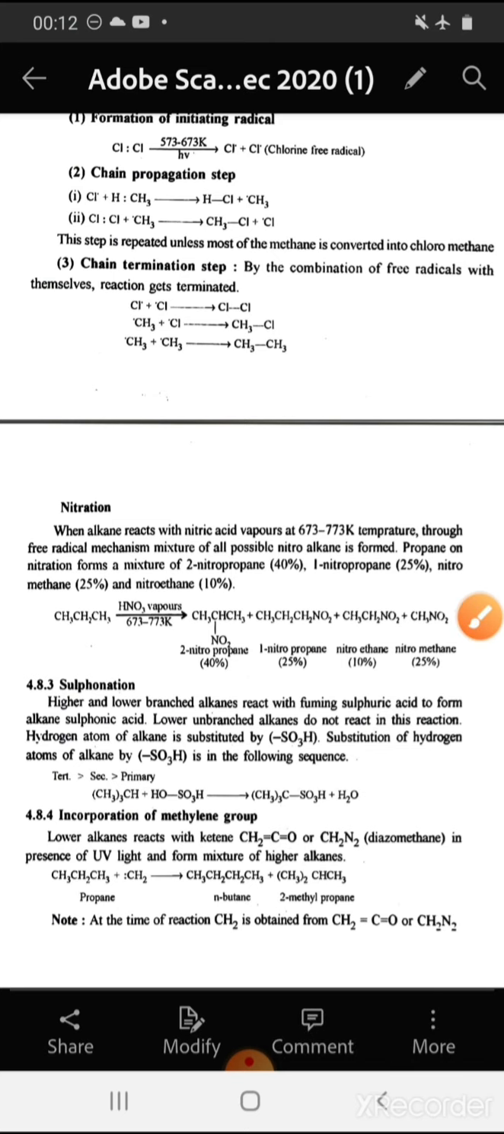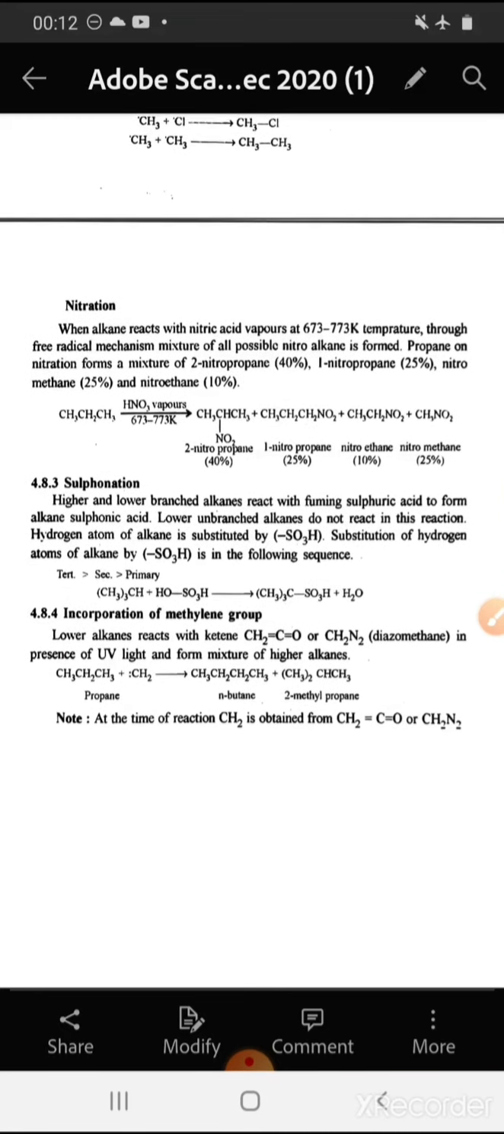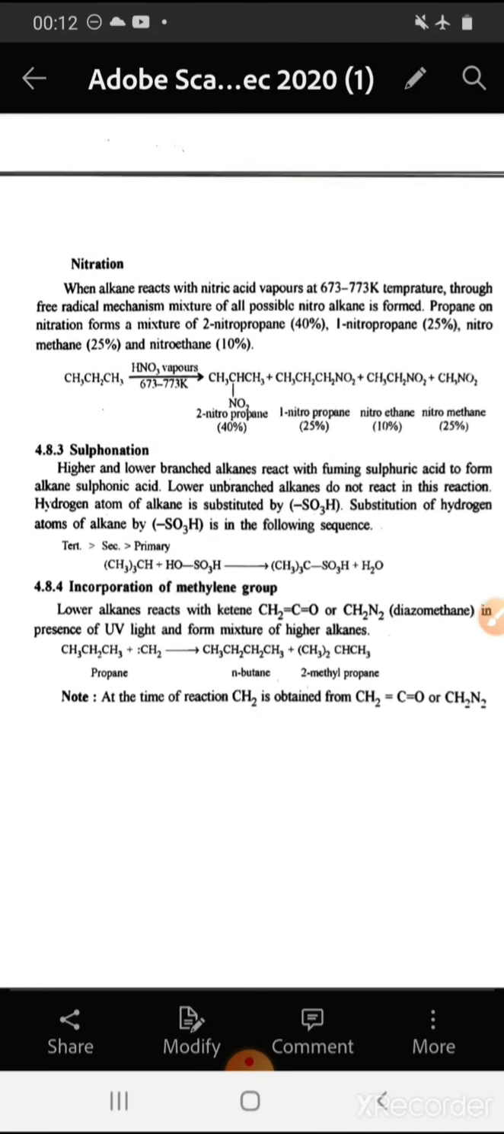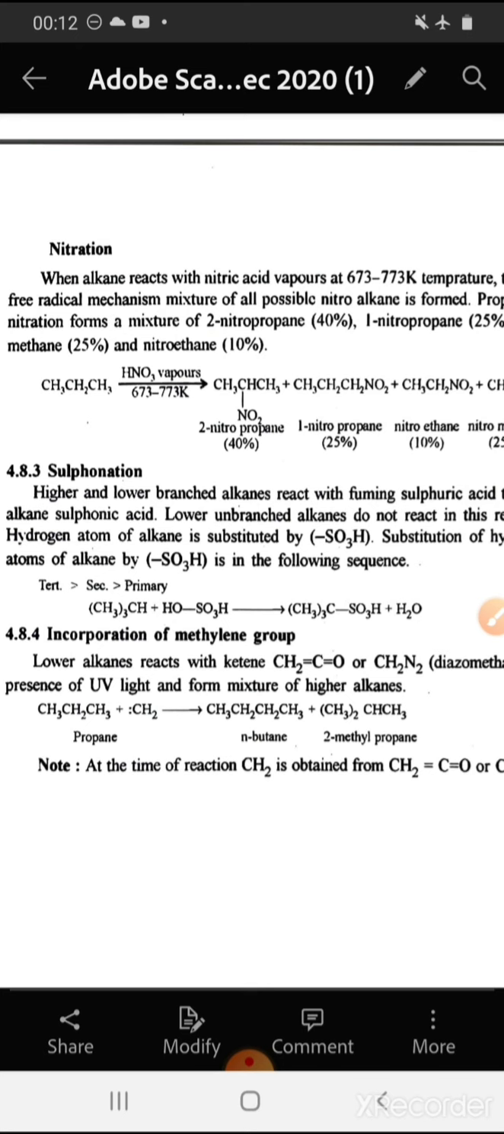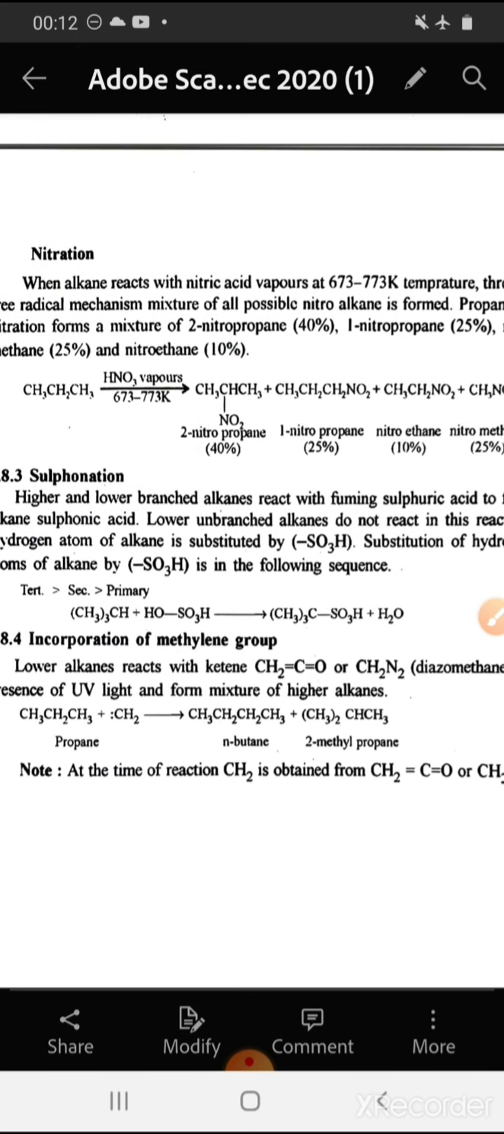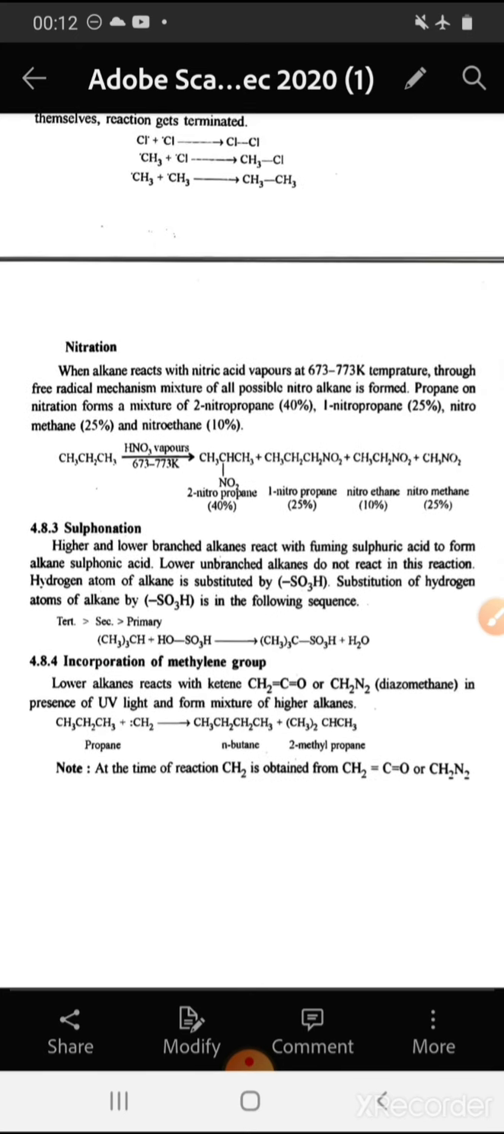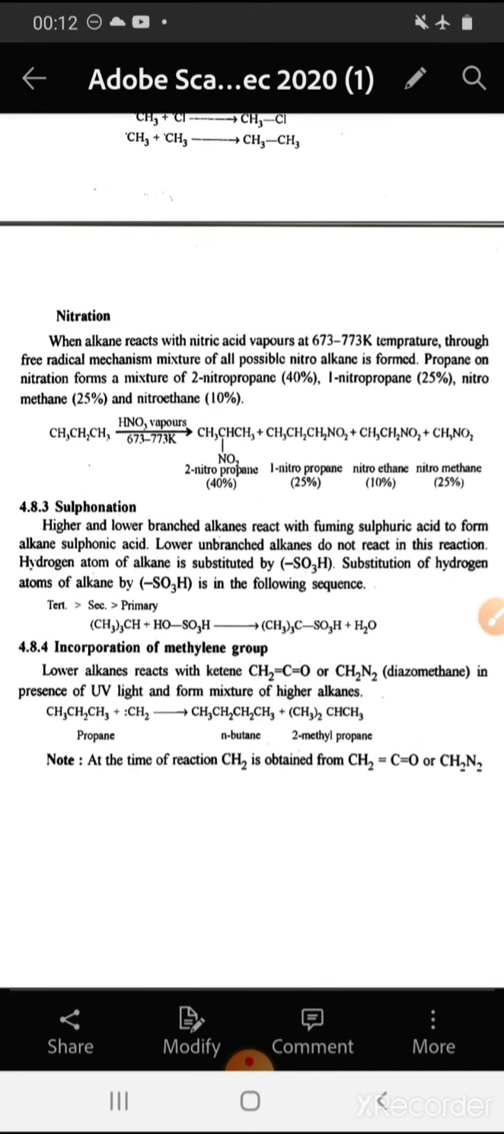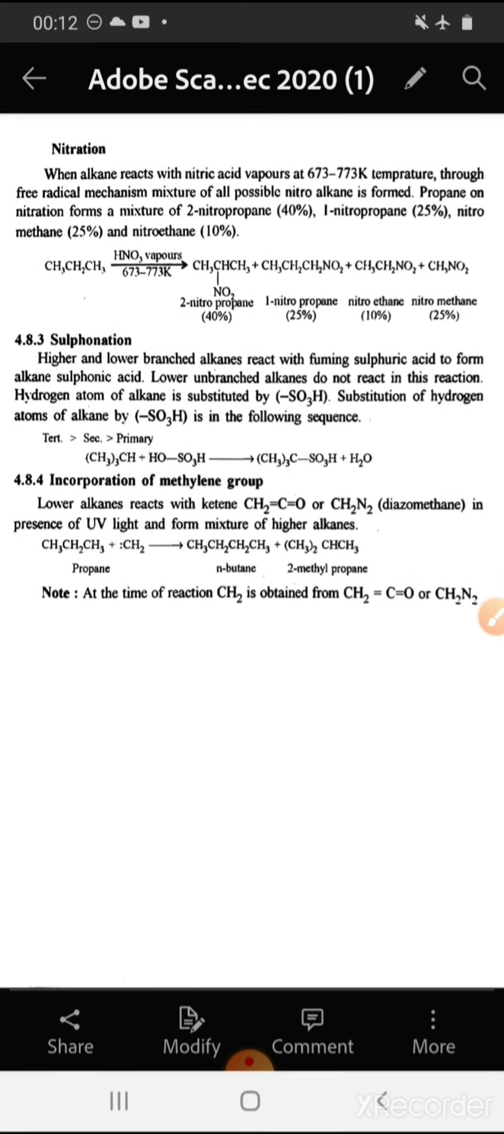Now we come to the next chemical reaction, that is nitration. When alkanes react with nitric acid vapors at 673 to 773 Kelvin temperature through free radical mechanism, a mixture of possible nitroalkanes is formed. Propane on nitration forms a mixture of 2-nitropropane 40%, 1-nitropropane 25%, nitromethane 25%, and nitroethane 10%. Now we come to sulfonation.